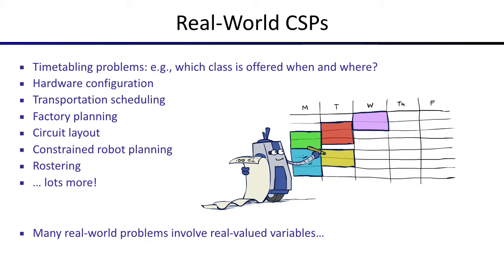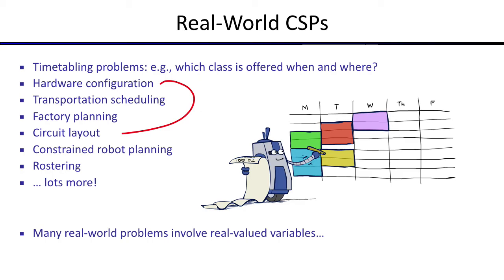We also have hardware configuration, and this kind of goes hand in hand with circuit layout, as now our variables are some position in a specification, and our constraints are that this part has to be connected to this part, and they can't be in the same position, all these kinds of constraints. You can use a CSP solver to actually design something that fits this specification.